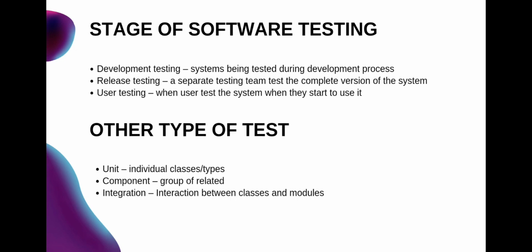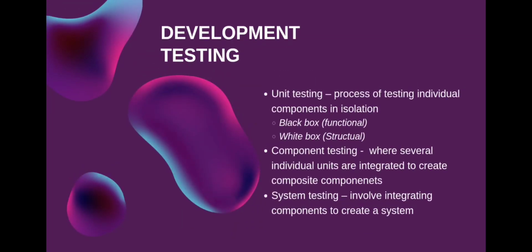Other types of tests include unit, which is individual classes or types, component, which is a group of related classes, and integration, which is interaction between classes and modules. Development testing. Unit testing, which is the process of testing individual components in isolation, uses the concept of black box, which is functional, and white box, which is structural. Component testing is where several individual units are integrated to create composite components. System testing is where it involves integrating components to create a system.